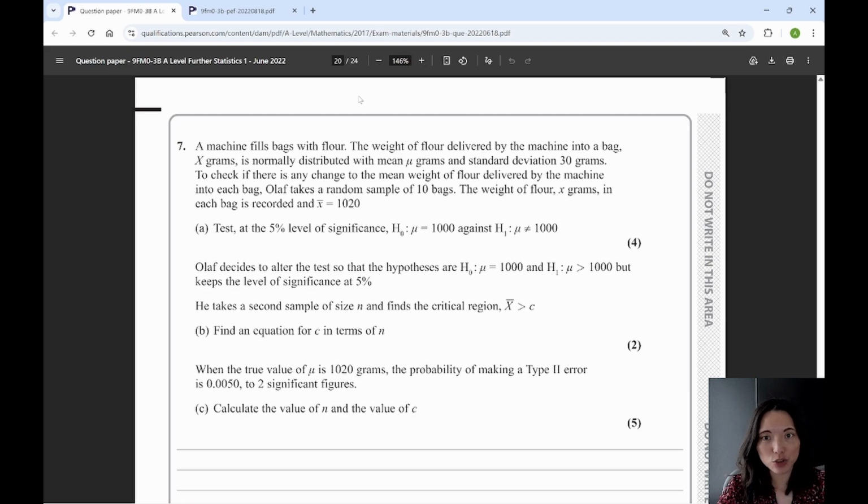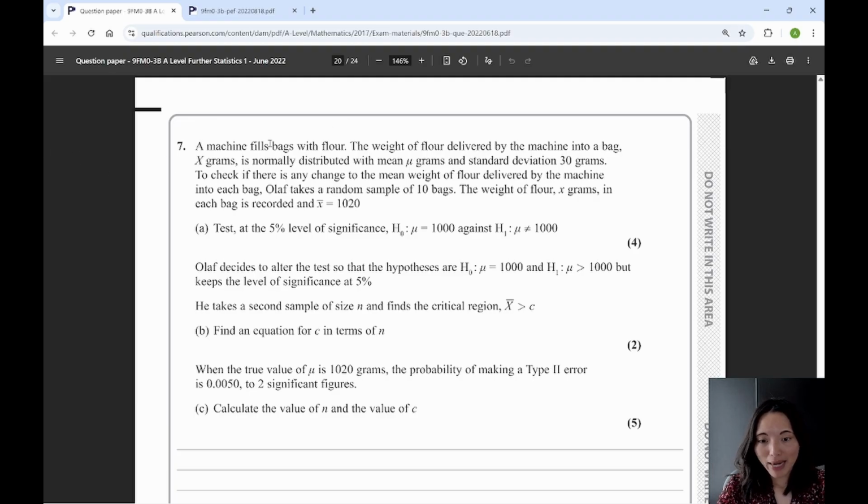This question is testing us on two concepts. The first one, which should be very, very familiar to you, is the central limit theorem. The second one, which could be quite tricky to some of us, is to do with type 2 error. And I suspect that's the topic that most people tripped up on. Let's take a look at the question.